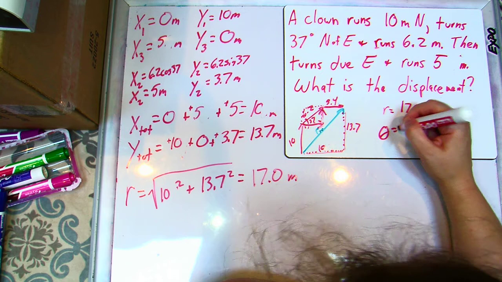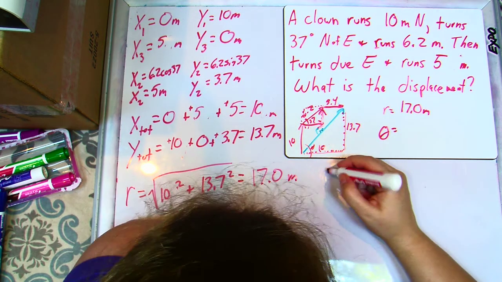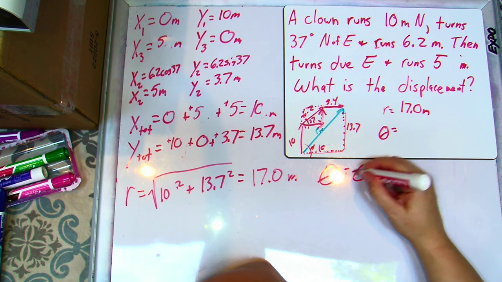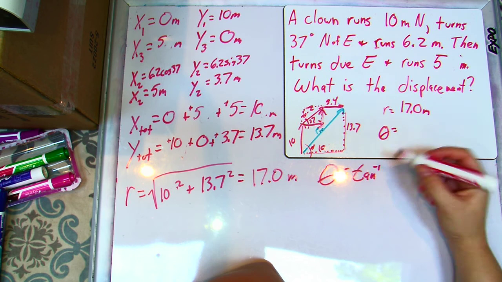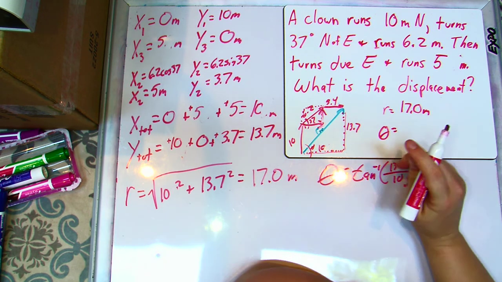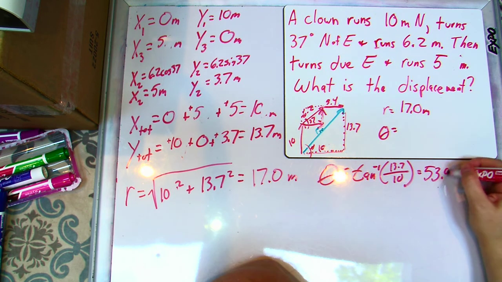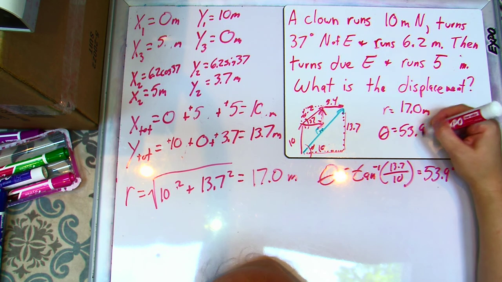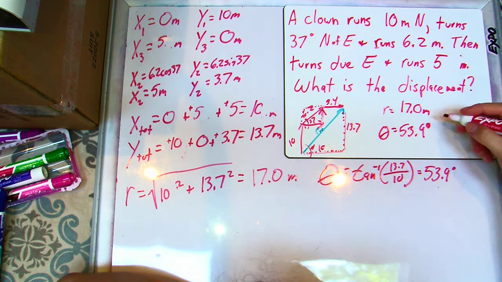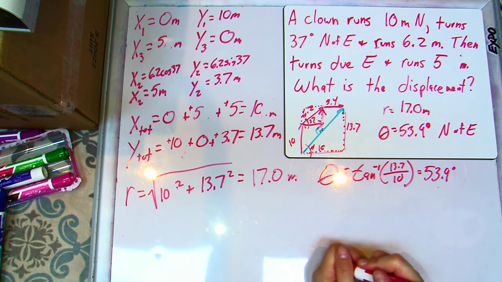Now we have to figure out the angle, so the direction. So theta equals inverse tangent of the opposite, 13.7 over 10, and that would give us 53.9 degrees. And this is east, it is north of east. All right, not too bad.